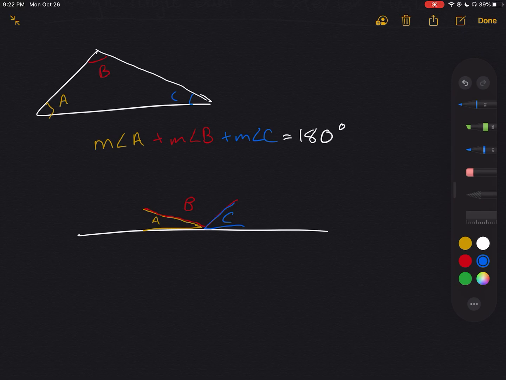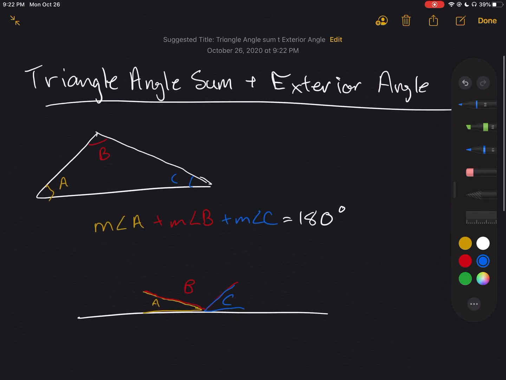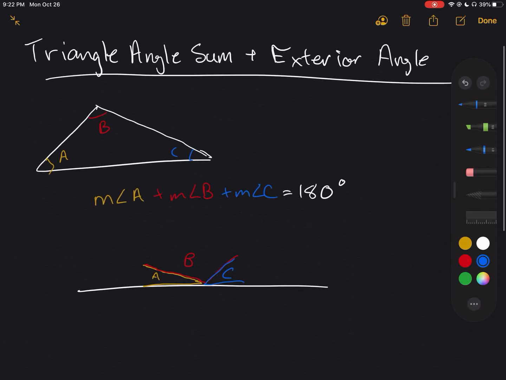Now, the benefit to this is if I have any two angles, then I can find the third. The Pythagorean theorem, which we discussed previously, allows us to take any two sides and find the third. Now, the triangle angle sum theorem, which is just what I've mentioned here, allows us to take any two angles in a triangle and find the third.